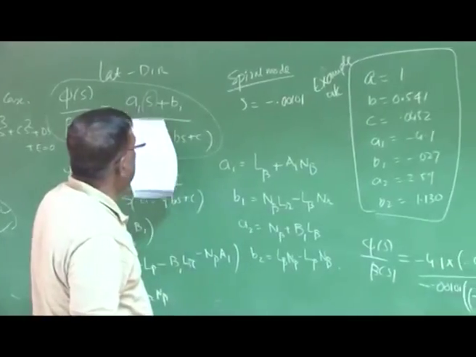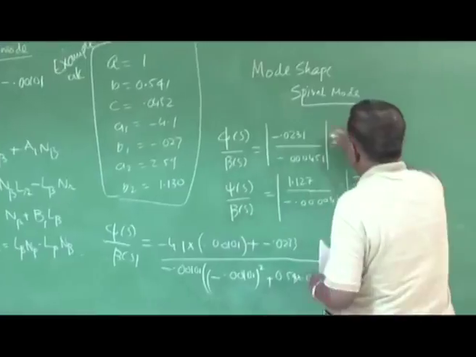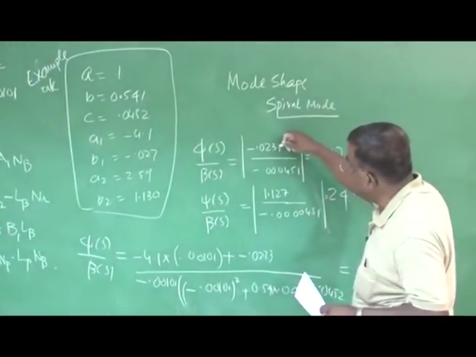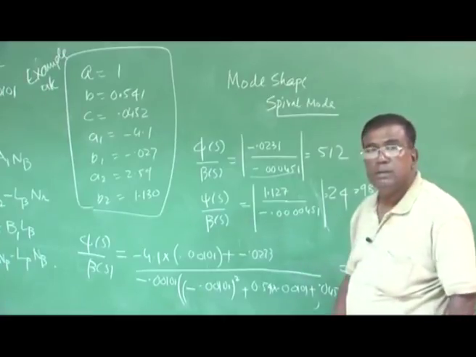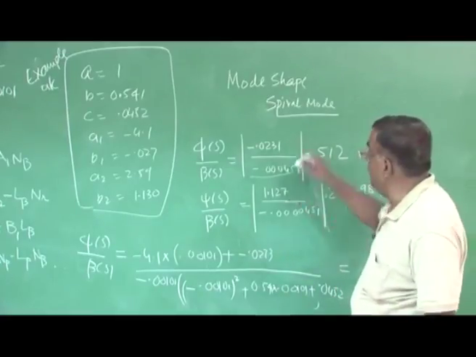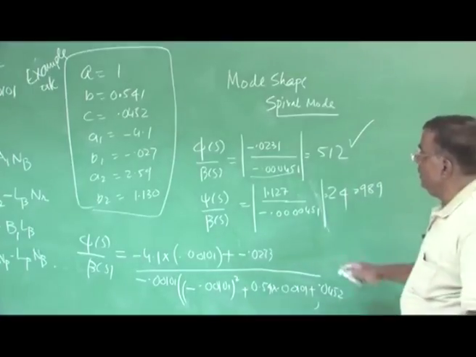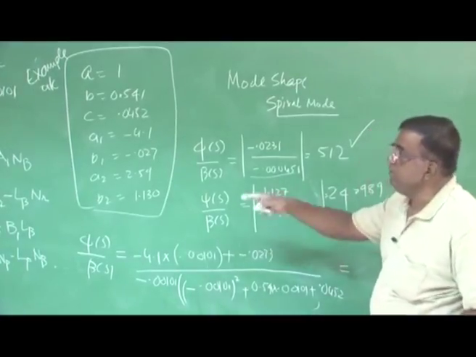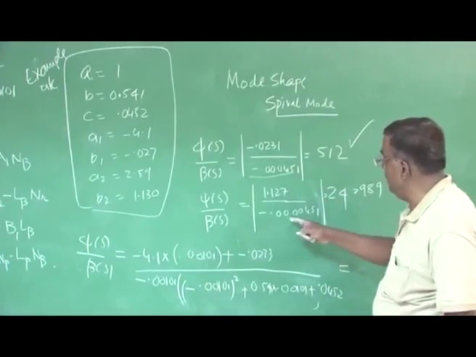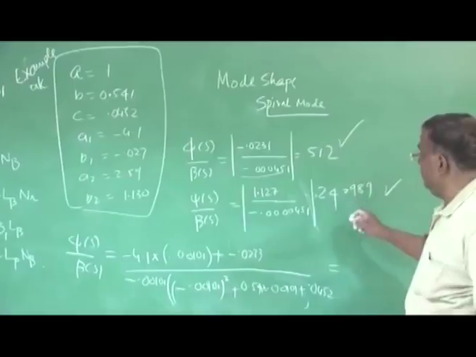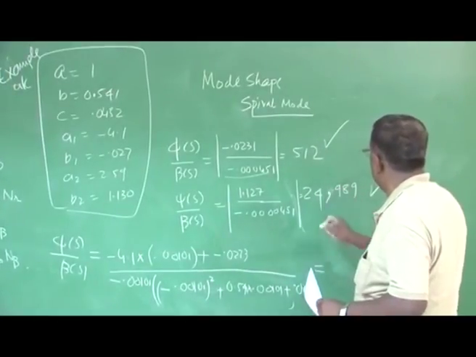You have to simply put those values here, and let's say this comes to a ratio of minus 0.0231 by minus 0.00451. Okay, I draw the magnitude, I get 512. For psi of s and beta of s, if I do a similar thing, I get numerator 1.127, denominator is this, and this is 24,989.